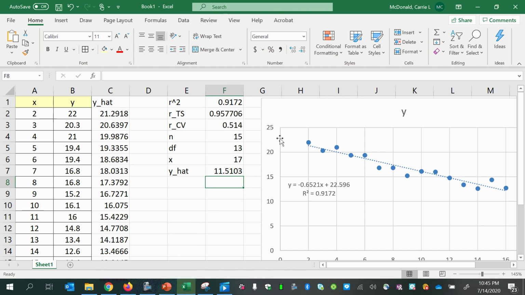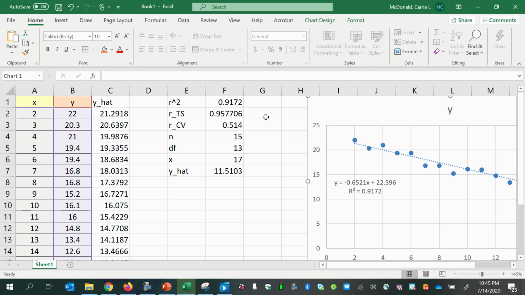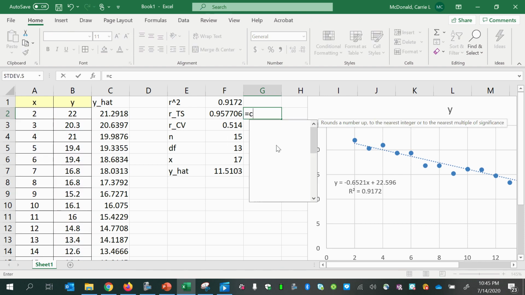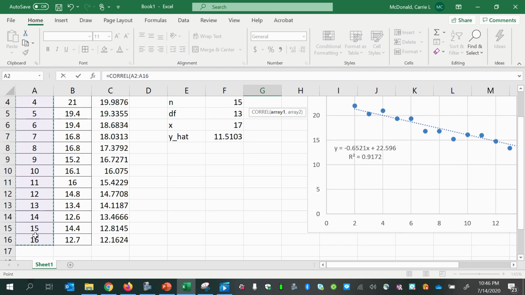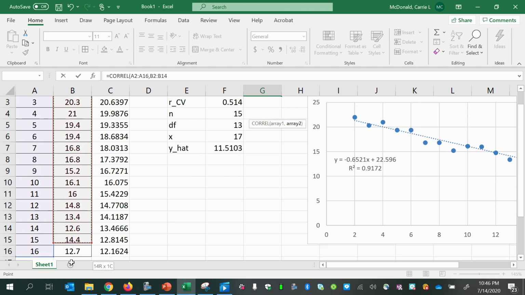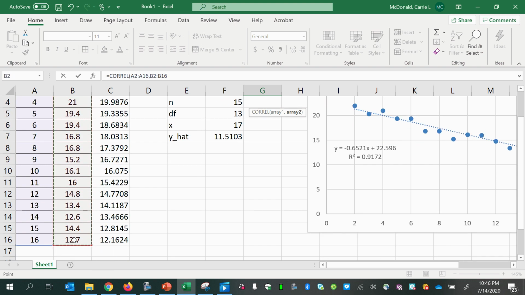Another way that you can get your linear correlation coefficient is to use CORREL. Double click that, and then you select array 1 and then array 2, and that would be your x's first and then your y values. So feed it the x values, comma, select the y values, and press enter.